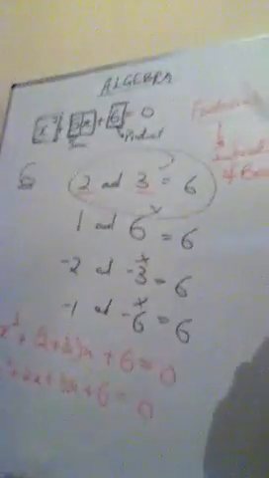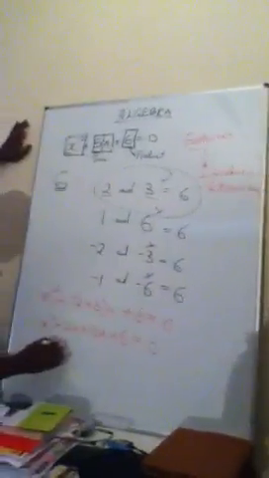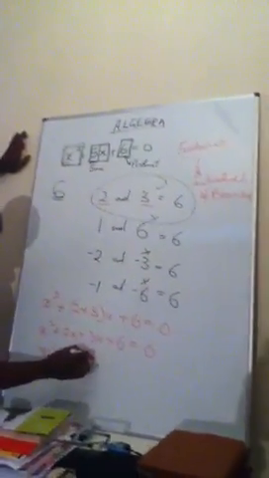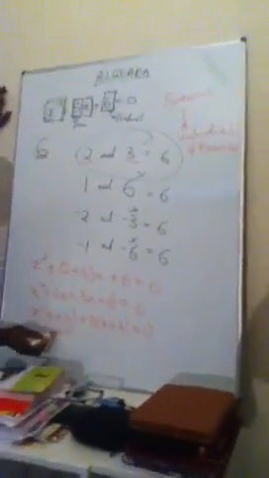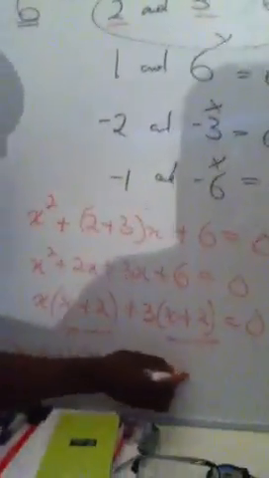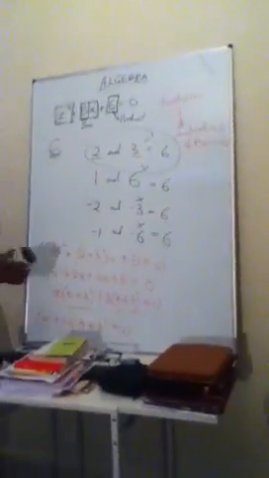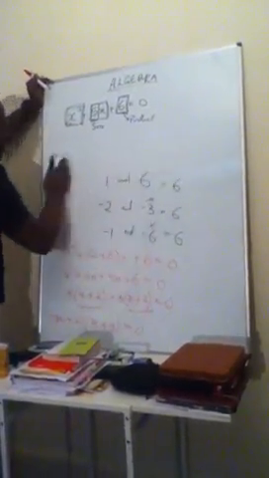So now what is common to both is x, so we have x times x plus 2. Then 3 is common, so you have 3 times x plus 2 in the bracket. Then you can see that x plus 2 is common, so that could go outside the bracket. Then what do you have left? You have x plus 3 is equal to 0.